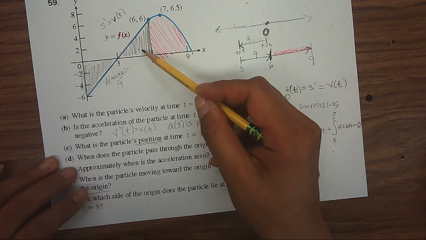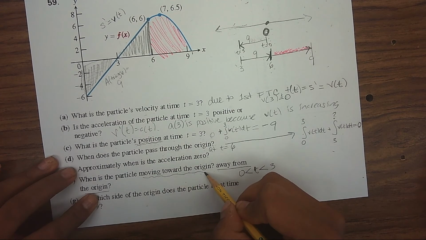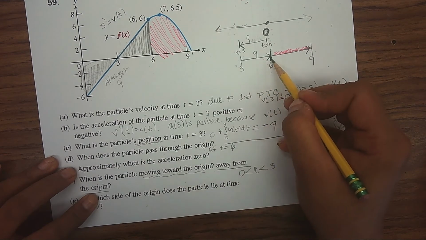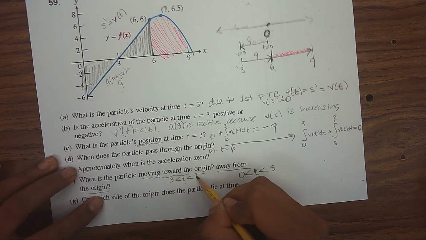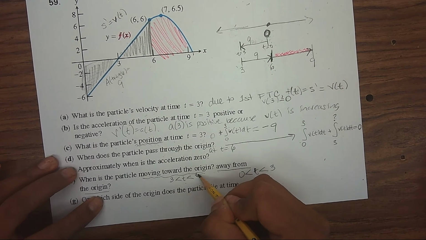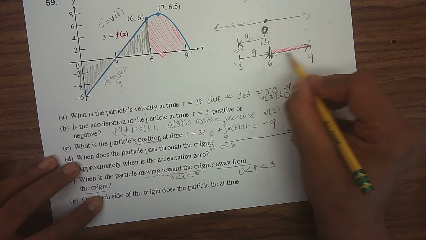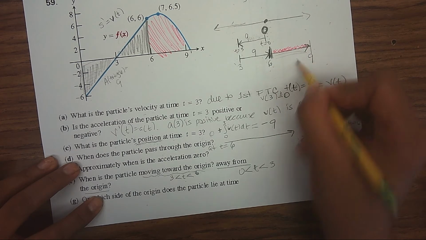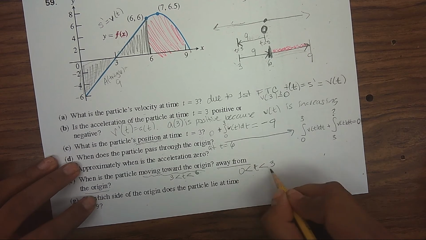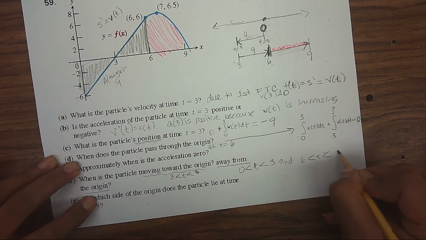And then going towards the origin, am I doing this right? Yep, towards the origin is from 3 to 6. And then once I go back to home base, my starting position, this part in the pink, I'm going further away from the origin. So away from the origin, not only this, but also from 6 to 9.